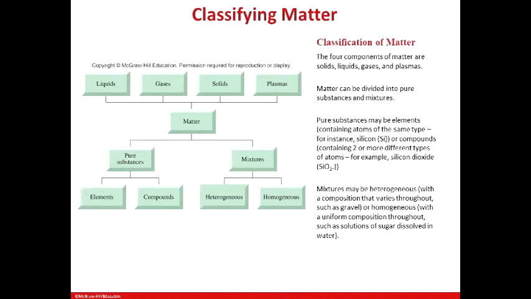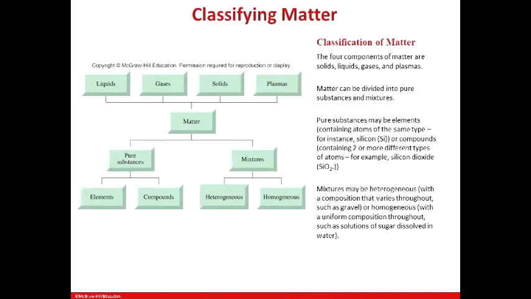Pure substances may be elements containing atoms of some type, for instance, silicon, or compounds containing two or more different types of atoms, for example, silicon dioxide. Okay? And then we have mixtures. Mixtures may be heterogeneous with a composition that varies throughout, such as gravel, or homogeneous with a uniform composition throughout, such as solutions of sugar dissolved in water.